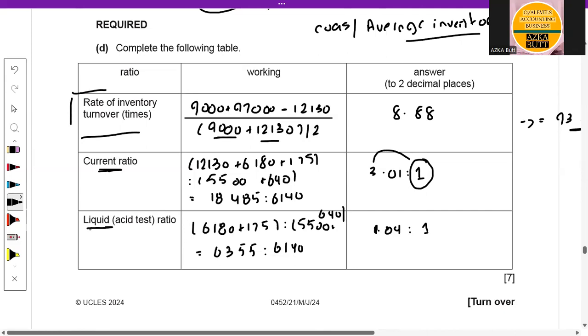Now we are going to see the liquid asset test ratio. The liquid asset ratio would be similar, but we would not include the closing inventory. We would only see the receivables and the cash. So this is the receivable, this is the cash, and this is the current liability. If you divide it, you will have 1.4 to 1. So it means that for every $1 of liability, you have $1.4 of assets.